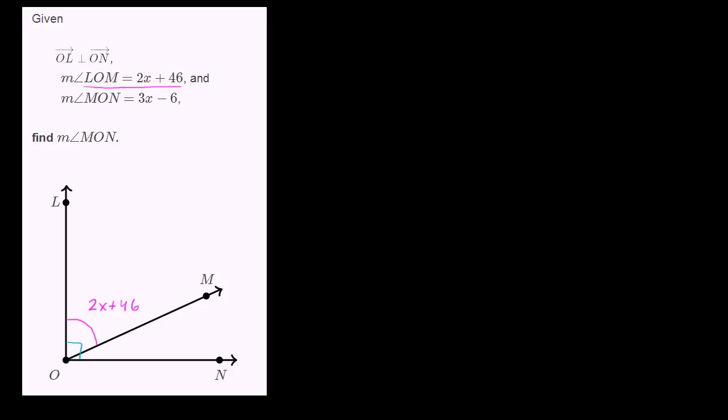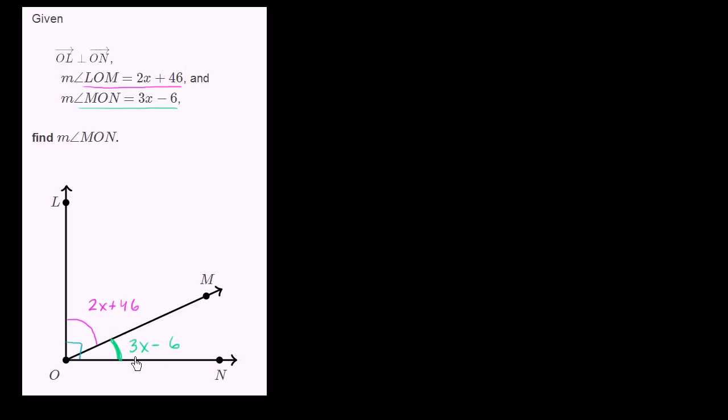And then they tell us that the measure of angle MON is equal to 3x minus 6. So this angle right over here is 3x minus 6. And so they ask us to find angle MON. So we need to find this angle right over here. And we'd be able to find it if we knew what x is. If we knew what x is, then it's going to be 3 times that minus 6.